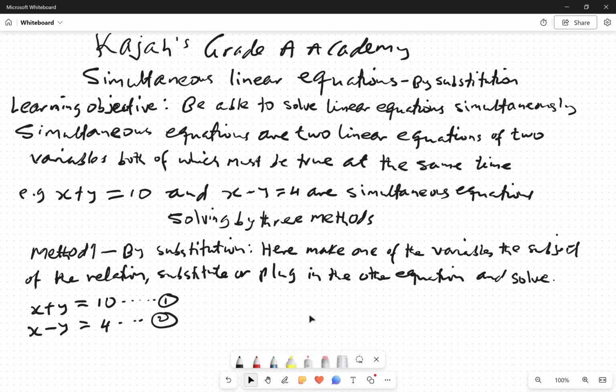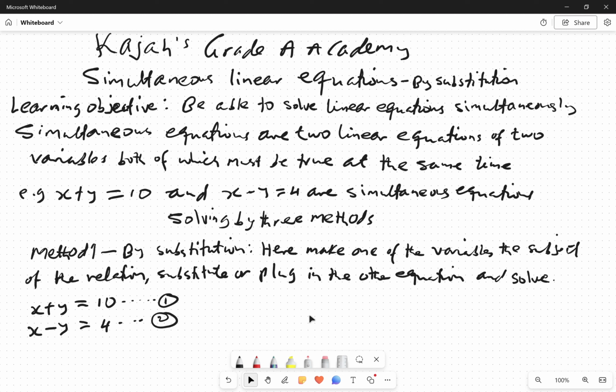We can solve simultaneous equations by three methods. Depending on which method the question asks you to use, you can choose any if the question does not specify. So we'll go through each of them and then we see the best one to use to save time. Method one is by substitution. Then we also have elimination, and then we have solving by graphical method. So let's start with method one, by substitution.